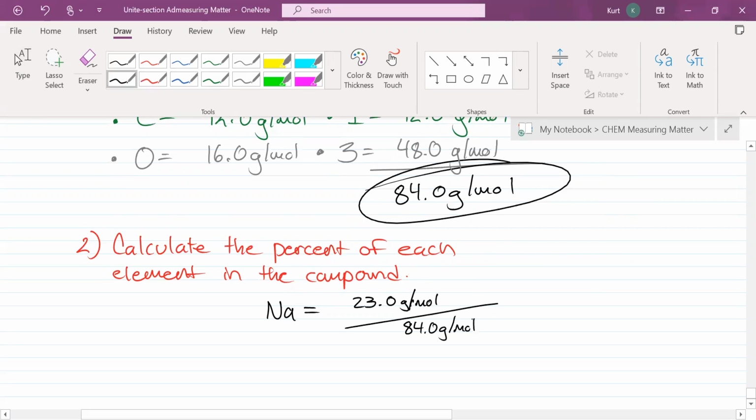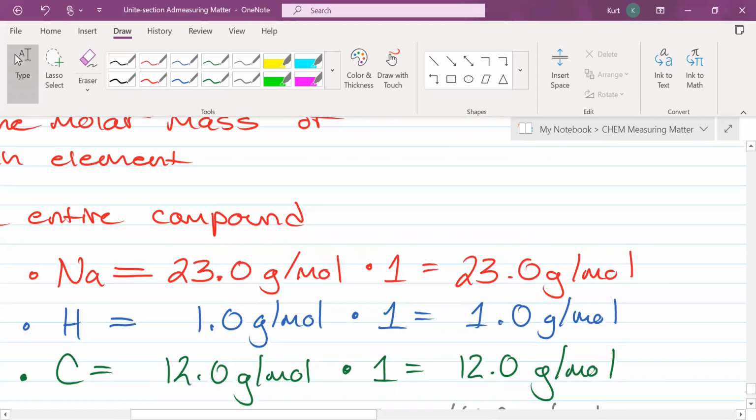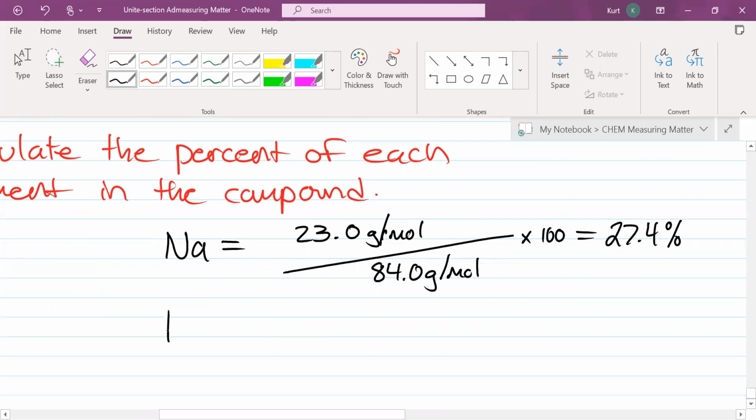Carson Cheeseman, I need you to help us with this one. What is 23 divided by 84? Times 100. Don't forget that. Okay. I got 27.4. 27.4%. Okay?